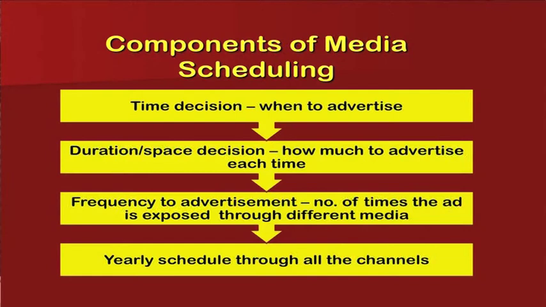The components of media scheduling: time decision, which is when to advertise. Duration and space decision focuses on how much to advertise each time. Frequency of advertisement is the number of times the ad is exposed through different media, and it is the yearly schedule through all the channels. So, what is important in scheduling?